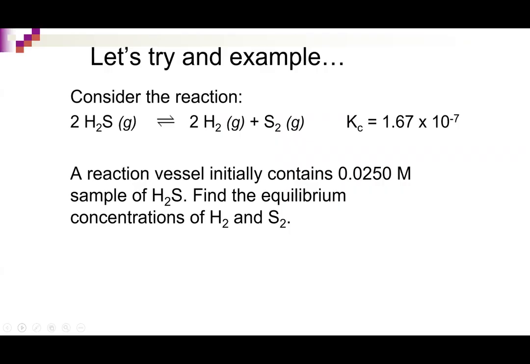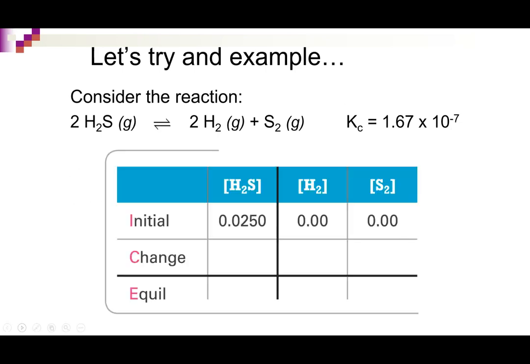So here's our example. Consider the following reaction. Notice that our Kc value is really, really small. That's a good sign. That's good news. The reaction vessel initially contains 0.052 molar of the reactant. We want to know what is the concentration of our products. Okay, so let's set up our ice table here.